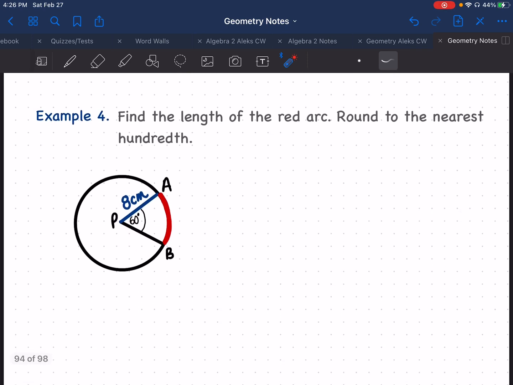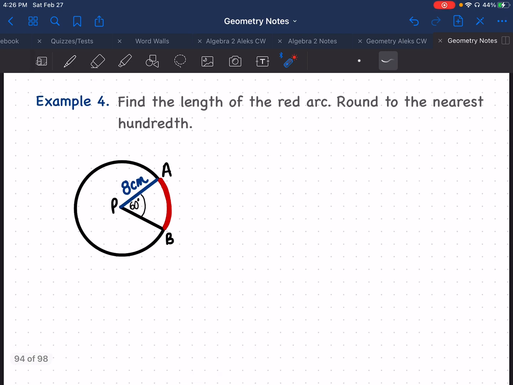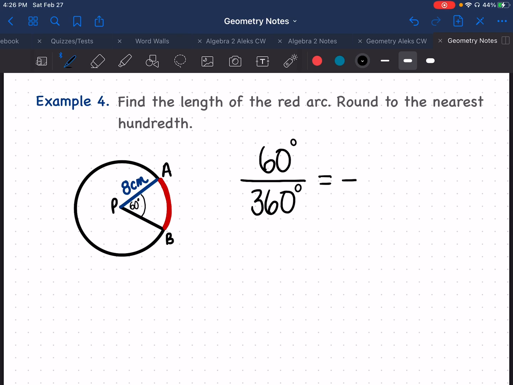Here we go. Find the length of the red arc, round to the nearest hundredth. So my formula says I'm going to take my central angle, which is 60 degrees, and divide it by 360. What I want to show you is that both of these numbers should have a degree symbol with them. If you are not putting the degree over the degree, you are setting up the arc length problem incorrectly. Now they are asking me to find the arc length, right? They said right here, find the length of the red arc. So this is what I want to know, so it is okay to just call it X.